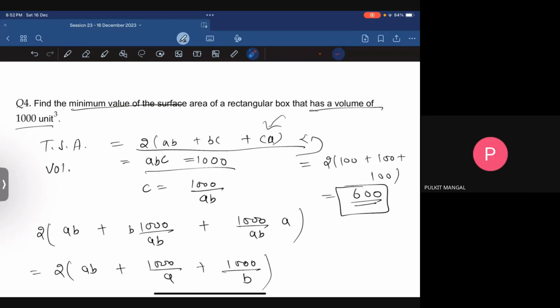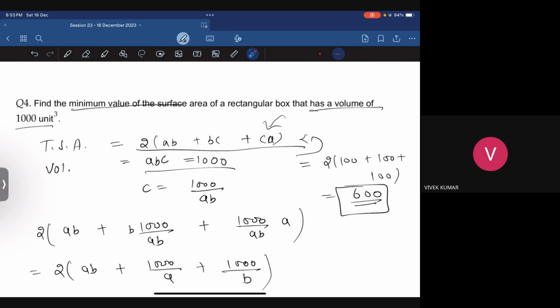I'm not sure. They might give it as a hint, or usually it will be given in the expression, like the minimum value of surface area of, let's say, a cone. That is whatever is given. So they might give it, but it's not sure.